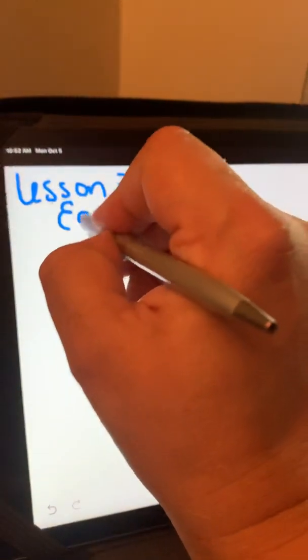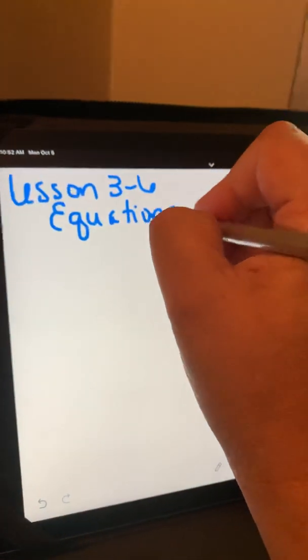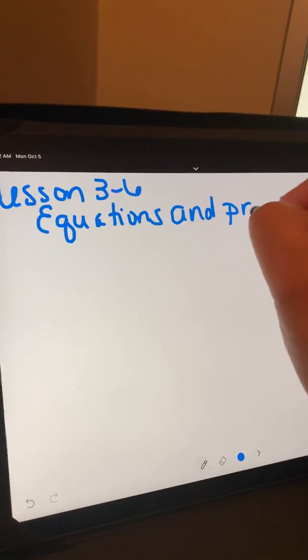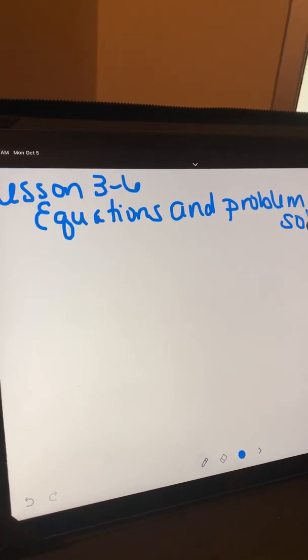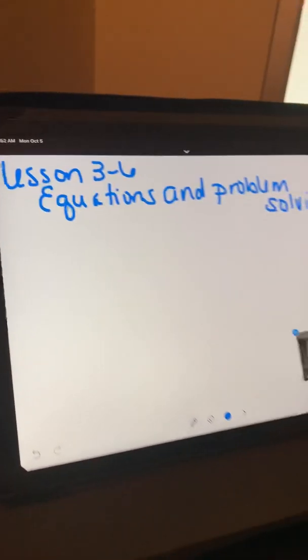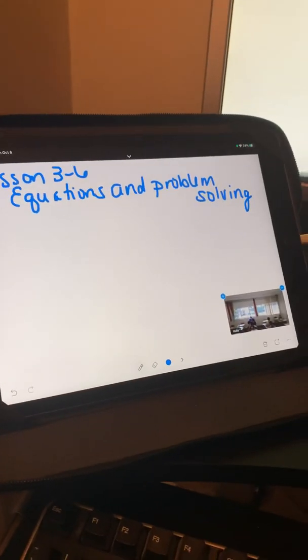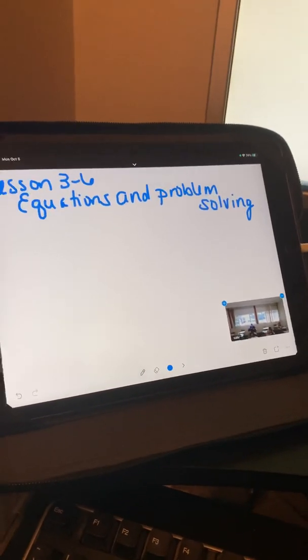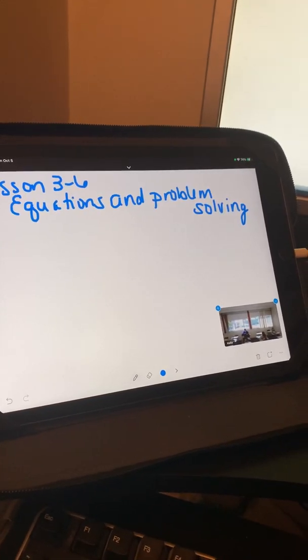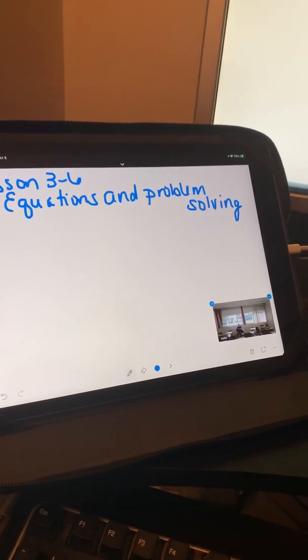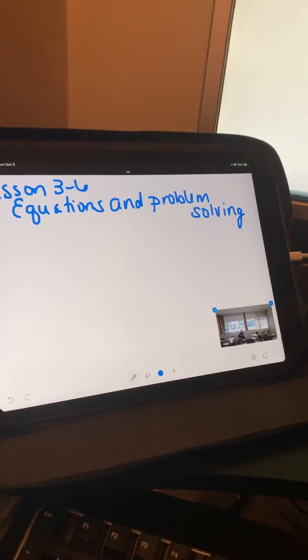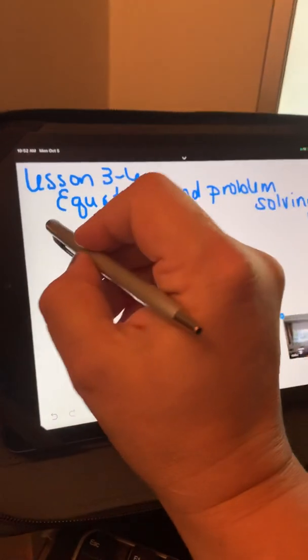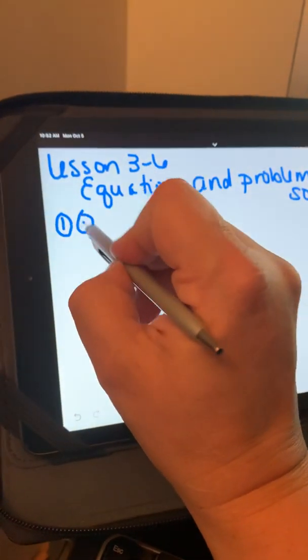All right. So this is lesson 3-6, equations and problem solving. Okay, so whenever we do story problems, for those that have never done story problems with me before, I like a lot of things written out. Make sure you have your notes out because this is what each story problem is going to consist of. First thing you need to write down is the question.